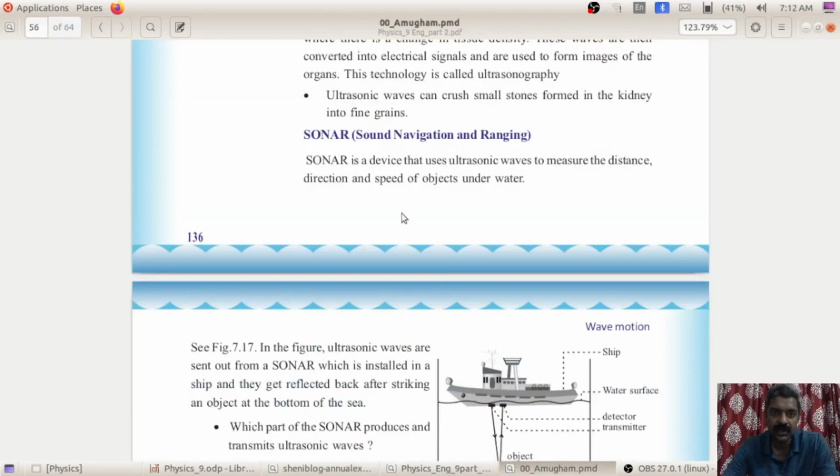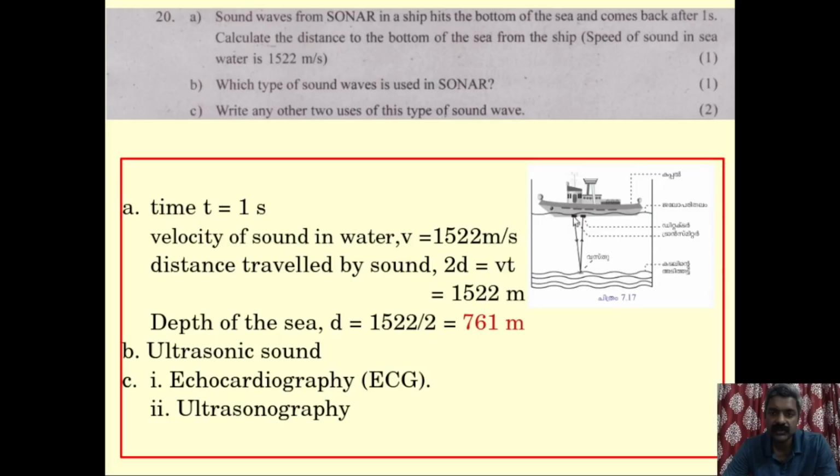It is the sonar. This is a device which is used to measure the distance of objects underwater. Here we use ultrasonic waves. The sound travels from ship and it reflects under the sea and back to this ship. So let d be the depth of the sea. The sound travels 2d distance. So the distance traveled by sound 2d is equal to velocity of sound into time. So we have the time is 1 second and the velocity is 1522.